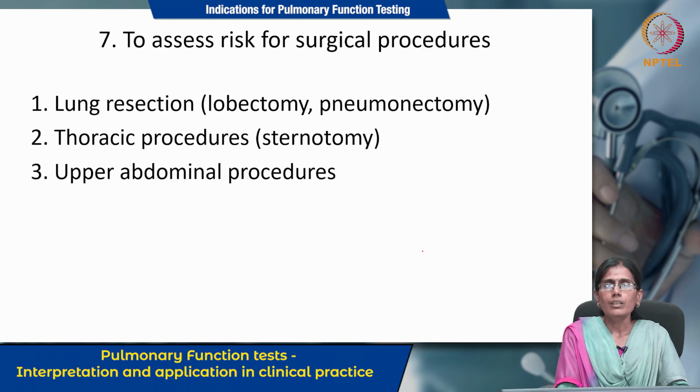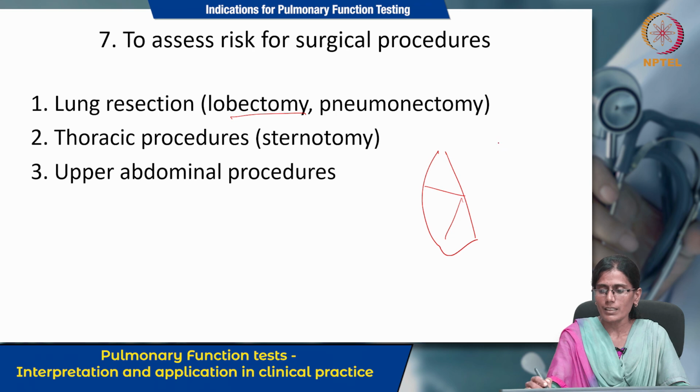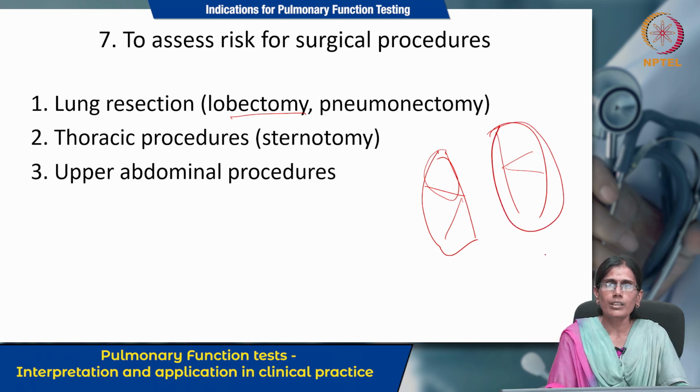The next indication being to assess risk before surgical procedure. For all patients who are going for lung resection, either lobectomy. What is lobectomy? This is the lung. It has 3 lobes on the right side, 2 lobes on the left. Okay, we don't include the lingular lobe. So this is removal of a lobe, that is known as lobectomy, or removal of the entire lung, that is known as pneumonectomy. So for all these patients, we'll do PFT.